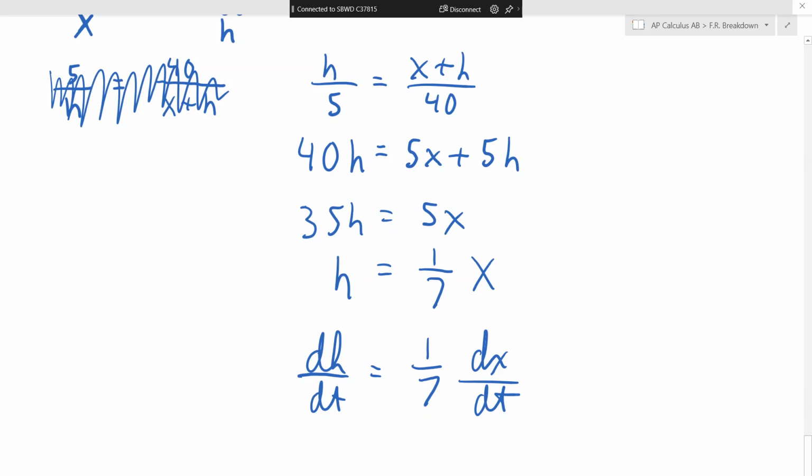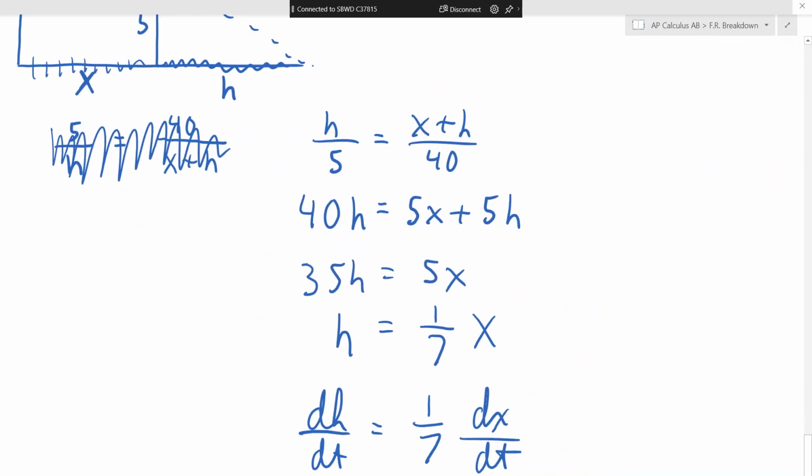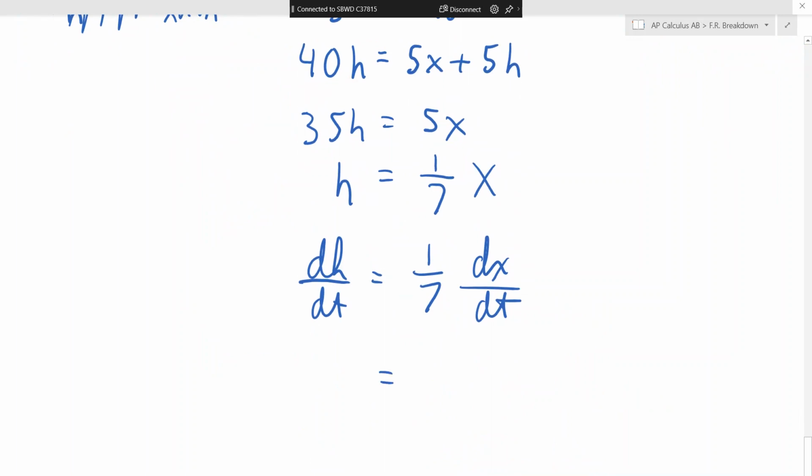Is that okay? And the rate of change of x with respect to time was 3 feet per second. Positive 3 feet per second. Remember, that's how fast they were walking? Again, if they're moving at 3 feet per second this way, then this side's getting bigger at 3 feet per second. Okay? So it turns out dH/dt is 3/7 of a foot every second.